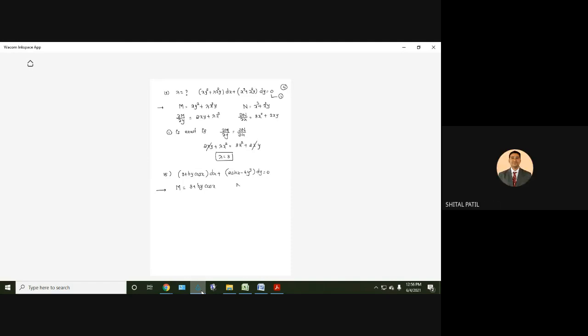Equal to 2. Actually, nothing challenging over here. B cos x. Can I write it directly? B equal to 2. The del m by del y should be equal to del n by del x. B cos x and 2 cos x. B equal to 2. It's not difficult.